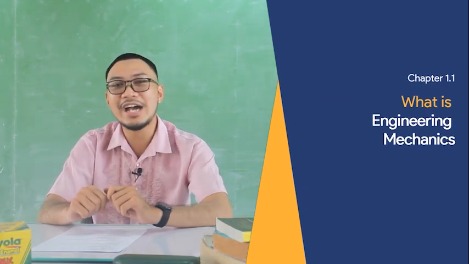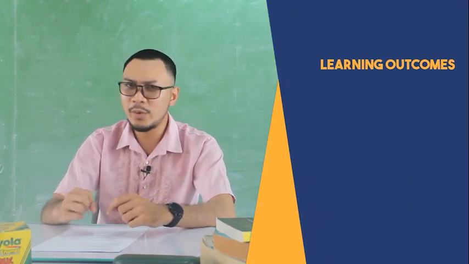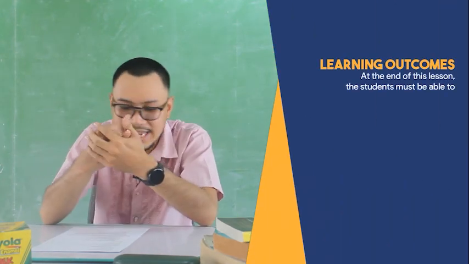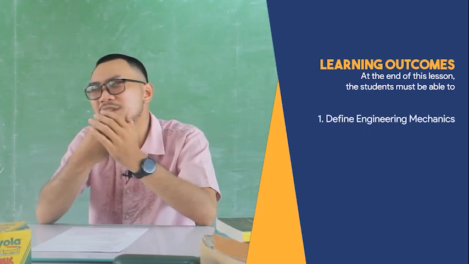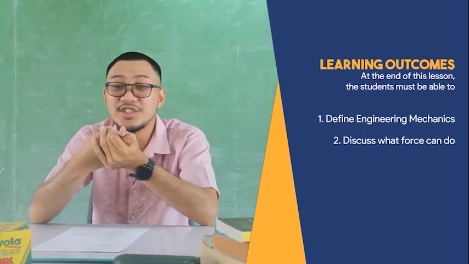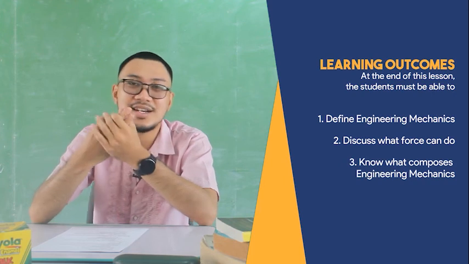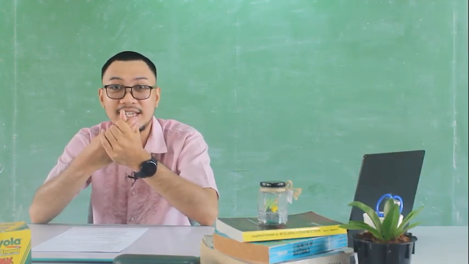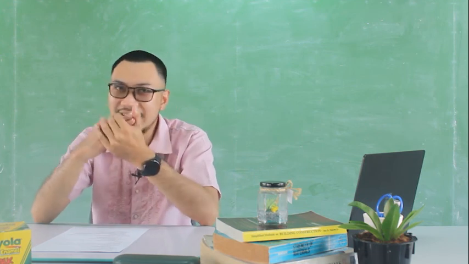So for our learning outcomes for this first lesson, we will first define engineering mechanics, and we will know what force does, and also discuss the branches of engineering mechanics. Okay, so those will be the three goals that we have to achieve in this lesson. Let us first define what is engineering mechanics.